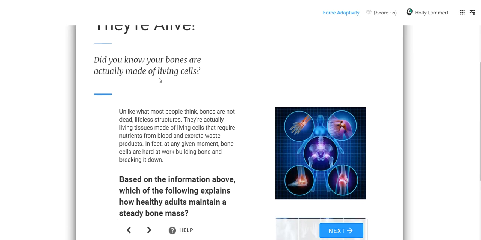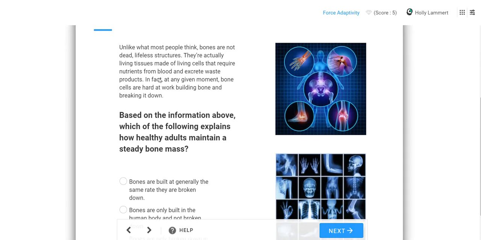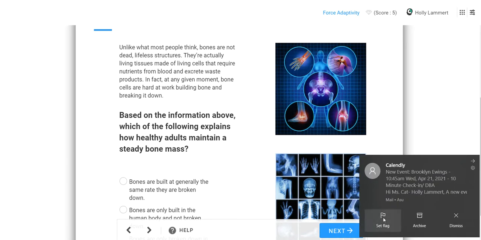They're alive! Did you know your bones are actually made of living tissues? Unlike what most people think, bones are not dead, lifeless structures. They're actually living tissue made of living cells that require nutrients from blood and excrete waste products. In fact, at any given moment, bone cells are hard at work building bone and breaking it down.